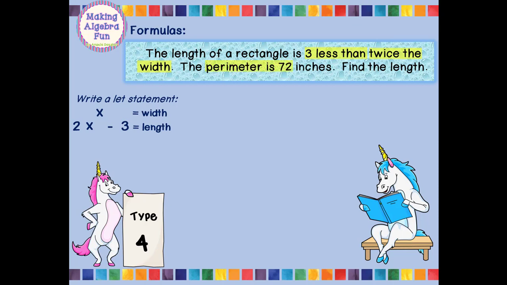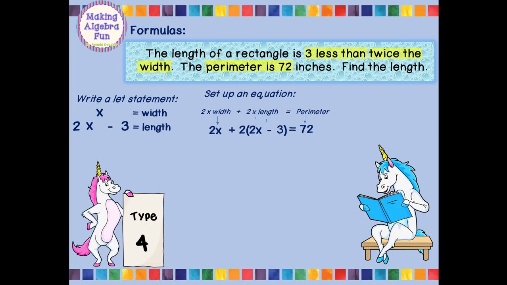Now, again, the perimeter means add up all the sides. So the formula to use is twice the length plus twice the width, because this is a rectangle. So now let's just sub in our values. 2 times the width is going to be 2 times x, and 2 times the length is going to be 2 times the quantity, 2x minus 3. And the perimeter is 72.